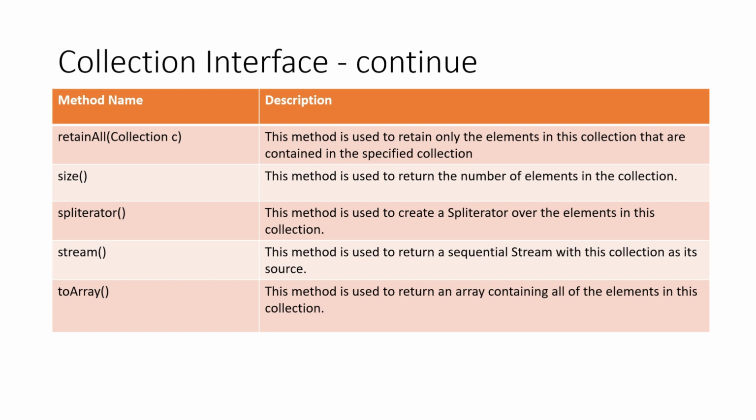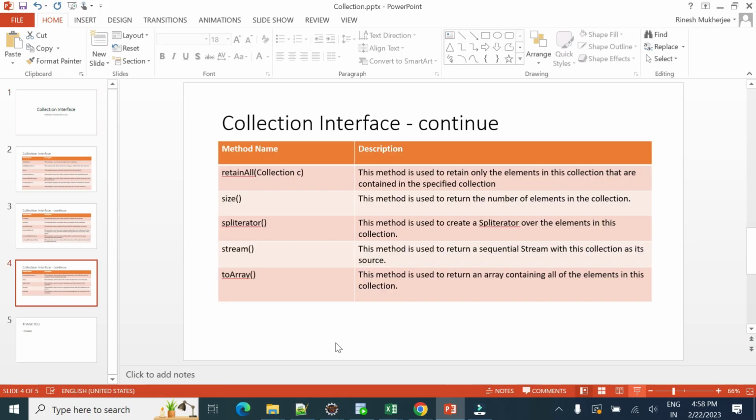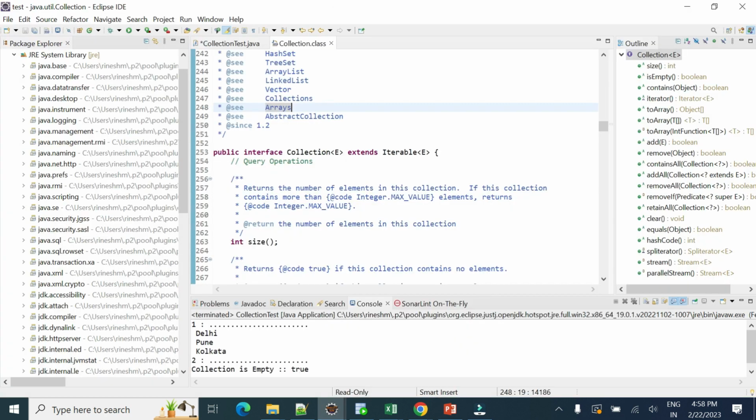Spliterator was already explained in the previous video, the iterable interface video, please check that. Stream will be explained in some other video, where I will explain collection versus stream. The toArray method is to convert the collection to an array. Okay, so that's all from the method-wise. So let's go to the example. Let's open this now.